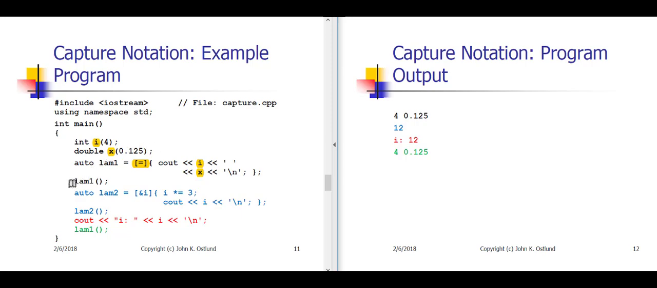Okay, so when I call lam1 with the function call operator, what I get displayed is this black output. 4 is the value of i at the point where that lambda was defined. 0.125 is the value of x at the point where that lambda was defined.